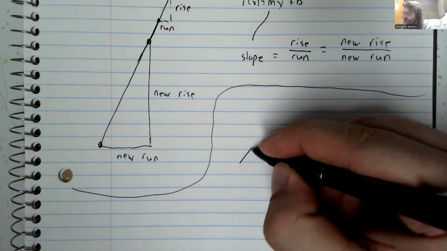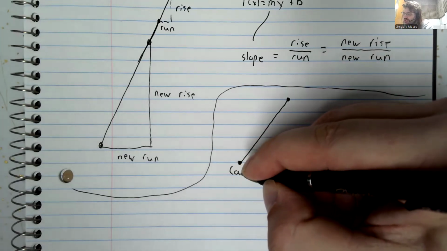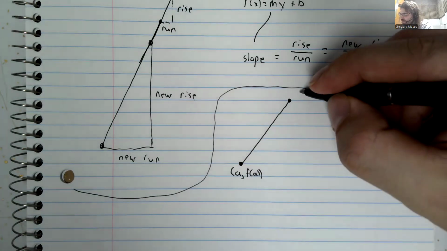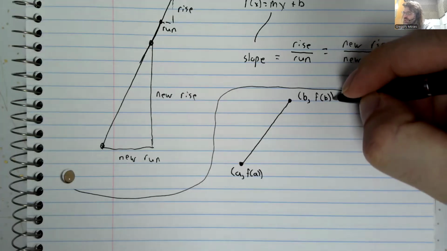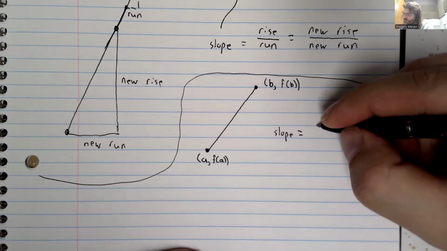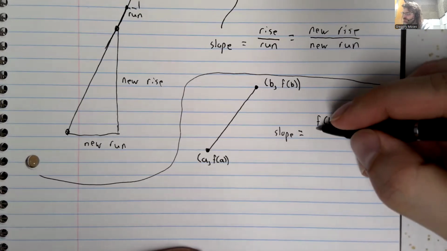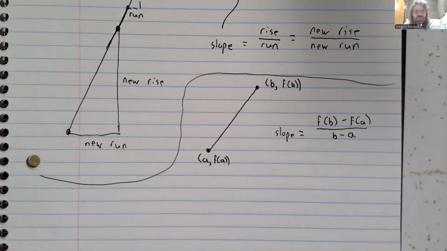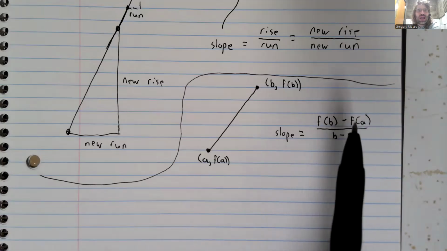Well, in function notation, the points we select, the x-coordinate is A, the y-coordinate is f of A of this first point, and then here I'll call the x-coordinate B. The y-coordinate will be f of B, and the slope is f of B minus f of A over B minus A.